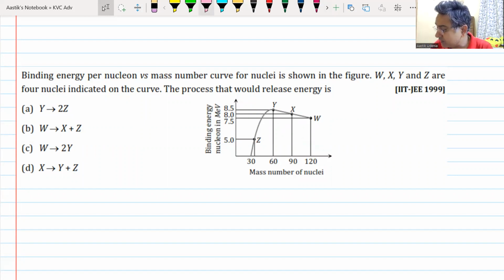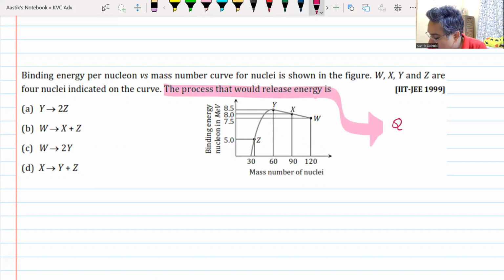Remember, the process that would release energy has to be released. That means for this process, the Q value has to be how much? The Q value of the reaction has to be positive. Then only the reaction will release energy. If Q value is negative, it is known as an endothermic reaction. It will need to absorb energy. So we have to find out for which of the equations we have an exothermic reaction.